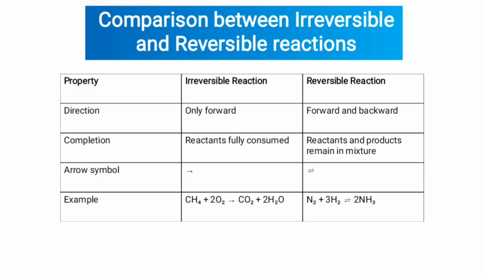Example of irreversible reaction: CH4 + 2O2 gives CO2 + 2H2O. Meaning, when methane is burned, it cannot be converted back into CH4 and 2O2. Now example of reversible reaction: N2 + 3H2 ⇌ 2NH3, and NH3 is also converted back into N2 + 3H2.